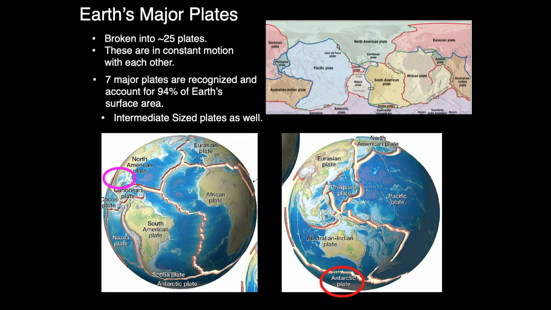You also have the Caribbean plate, the Cocos plate, the Nazca plate, the Scotia plate, the Arabian plate, and the Philippines plate. So these plates, with the Arabian plate being the exception, are mostly composed of oceanic crust. So all of them except the Arabian plate, for the most part, occupy only oceanic crust.